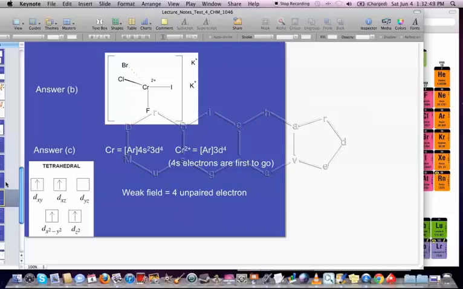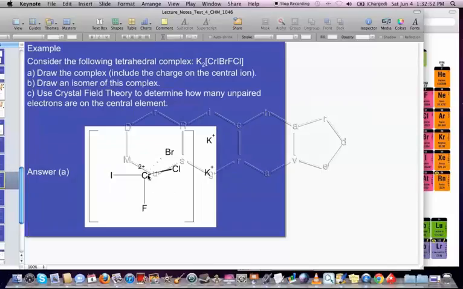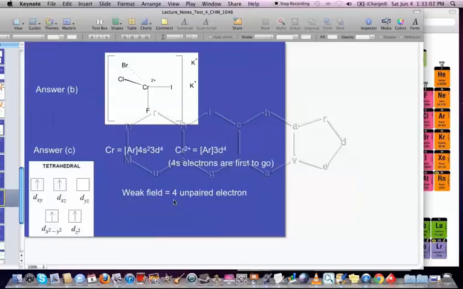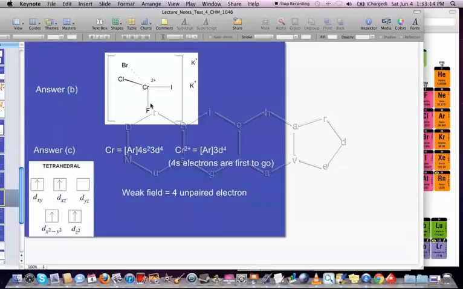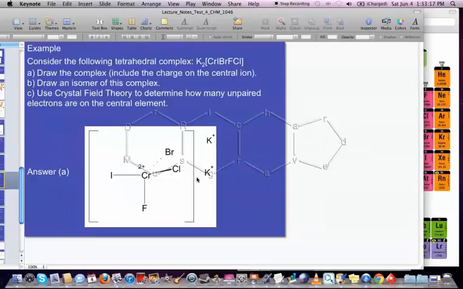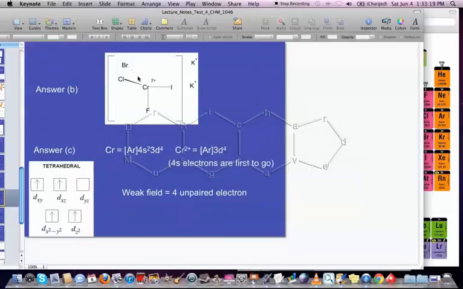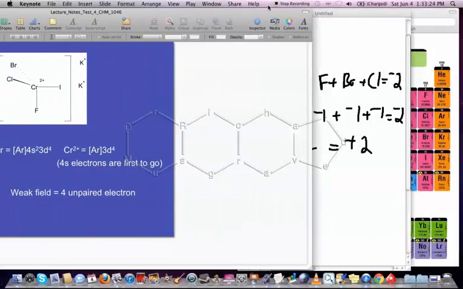To draw an isomer, what we're observing here is we have 4 different things attached to the chromium atom, which means that it is okay to do a stereoisomerism on this. It's tetrahedral, 4 different things attached. And to draw a stereoisomer, all I'm doing is just drawing the mirror image of this compound. And you can see what I've done is I've drawn the I and the F out here, and there they are there, so it's just a mirror image of that. And this Br is sticking back and this Cl is sticking to the front. I'll show you how to do that just so you can see it.